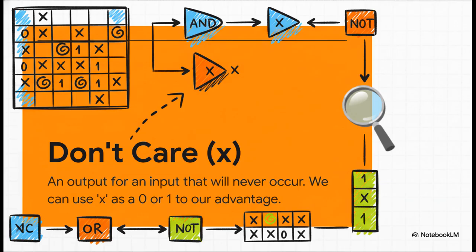Think about it. Say you're designing a circuit for an electronic device. It's only ever going to show the numbers 1 through 6. The input combinations that would mean show a 0 or show a 7, they're never ever going to happen. So we literally don't care what the output is in those cases. We mark it with an X.